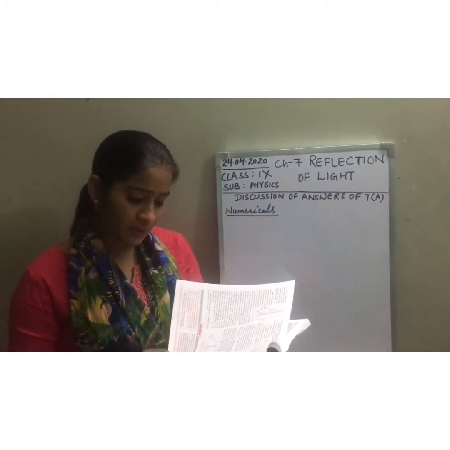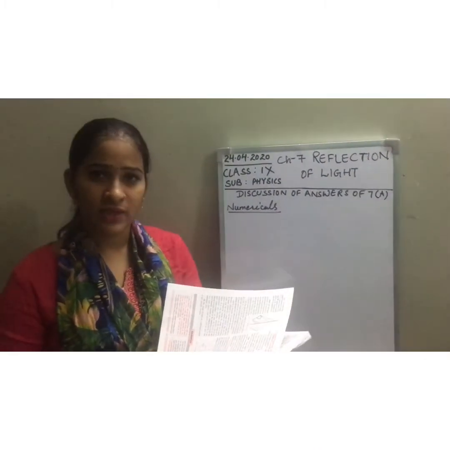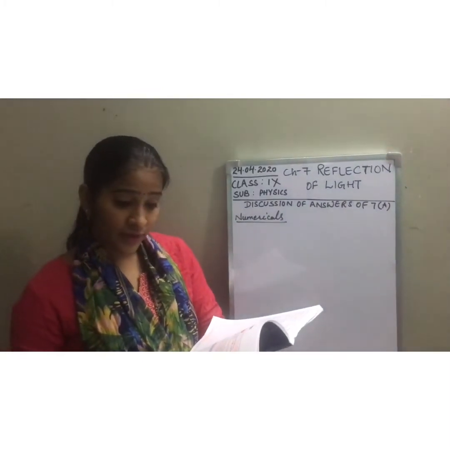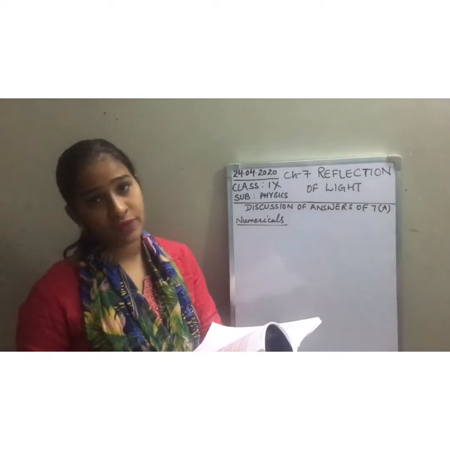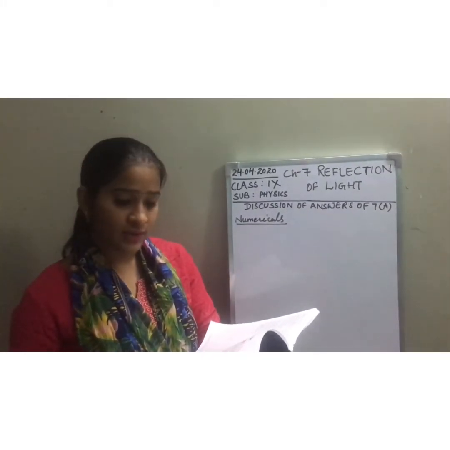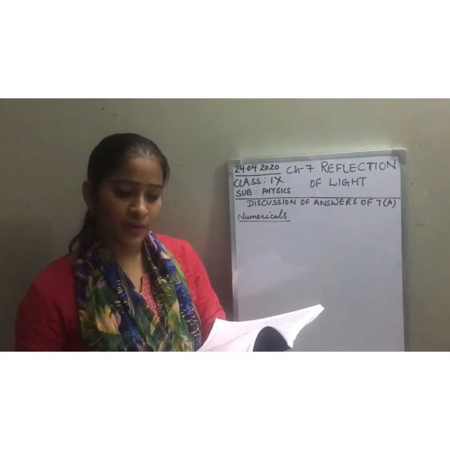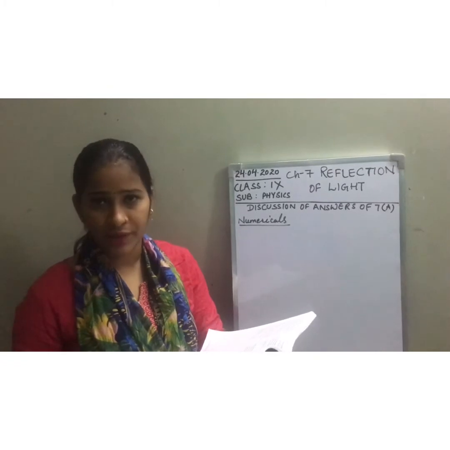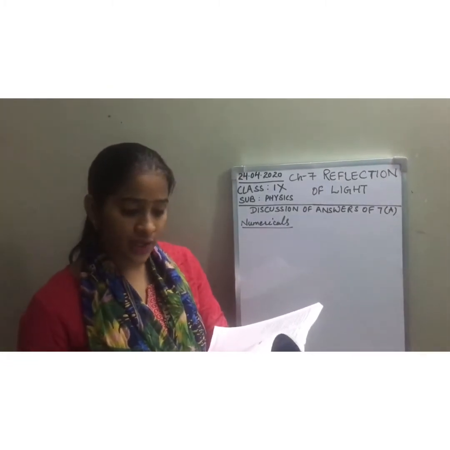Next, question number 3. Explain the following terms. First is plane mirror. What is a plane mirror? A plane mirror is a smooth surface polished to a high degree of smoothness. It has two surfaces, the front surface and the back surface. The front surface of the mirror is very polished and the back surface is silvered, coated with some material.